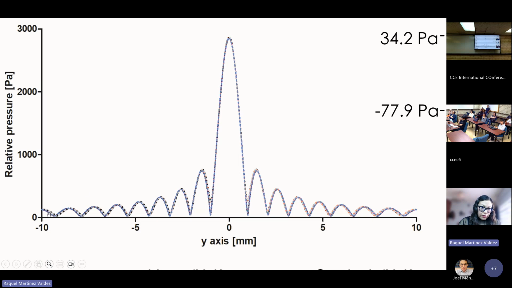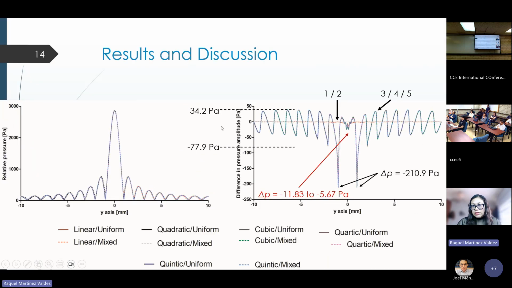But in here, I don't know if you can see that there's a little shift or displacement in the valleys or the points that go down to 0, and also in these parts that form the main lobe. Also, there are differences in the amplitude. So this is what we are seeing here.